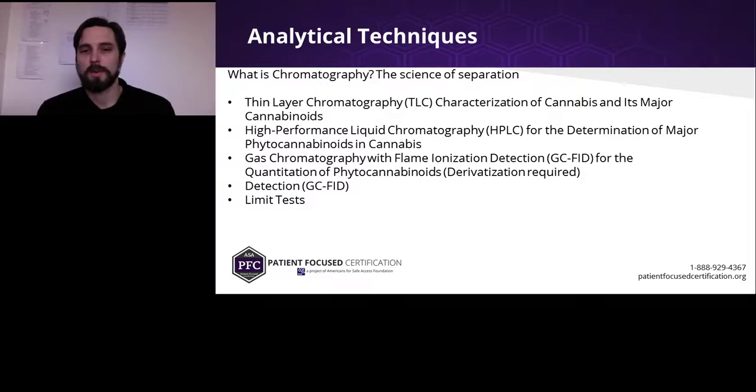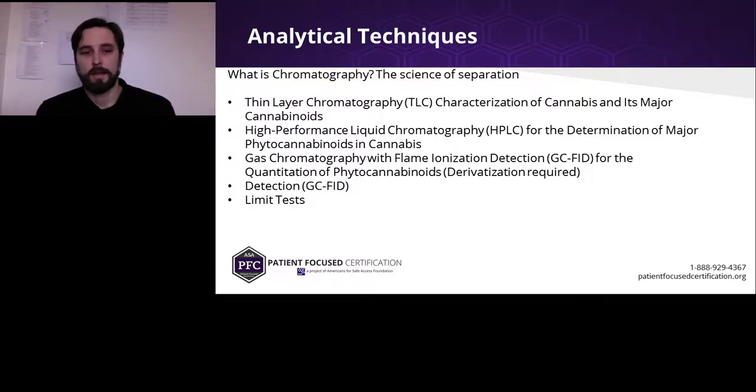So we have thin layer chromatography, which is useful for characterizing cannabis and its major cannabinoids. It has its uses in qualitative measurements, not ideal to give you precise numbers in most cases, but it's great at looking at: are the products decarboxylated, has it degraded? It can give you some nice yes or no answers.